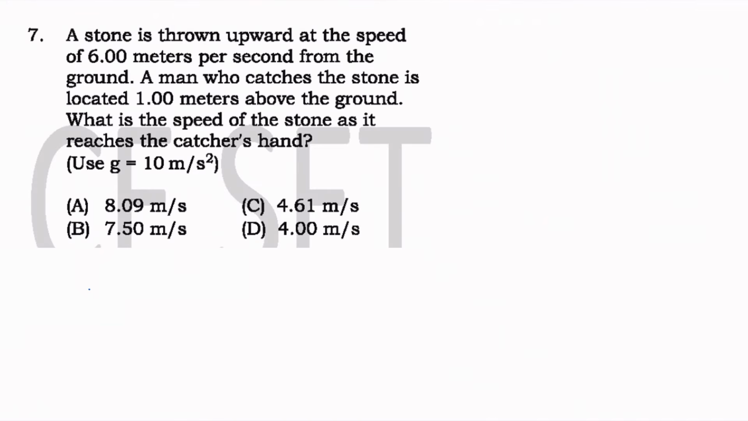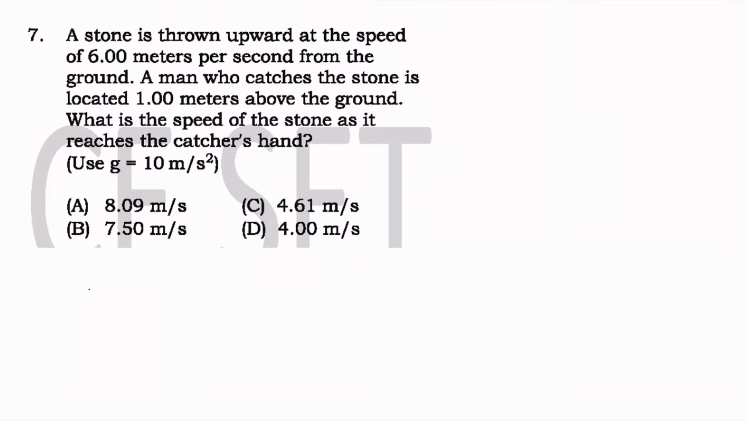A stone is thrown upward at the speed 6 meters per second from the ground. A man who catches the stone is located 1 meters above the ground. What is the speed of the stone as it reaches the catcher's hand? Use gravity is equal to 10 meter per second squared.